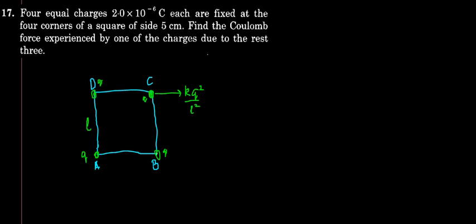Similarly, the charge at vertex B is going to exert a force on the charge at vertex C in this direction, and that force is also going to be the same because the charges are the same. So it would be K times the product of the charges, that is Q squared, divided by the distance squared, that is L squared. So this vertex we have taken care of. These two forces will combine to give a resultant in this direction.